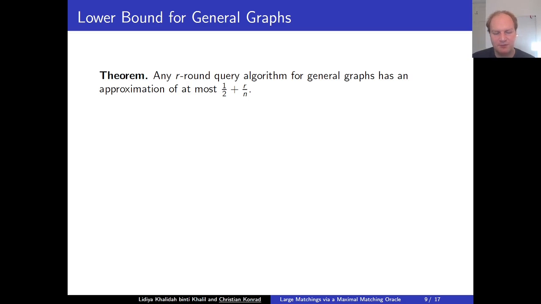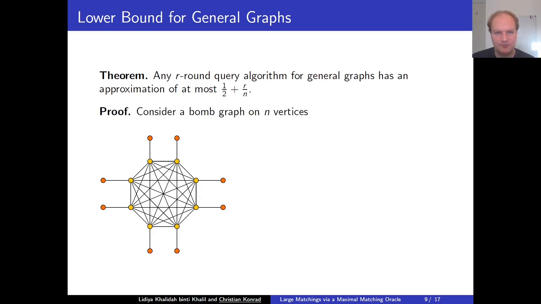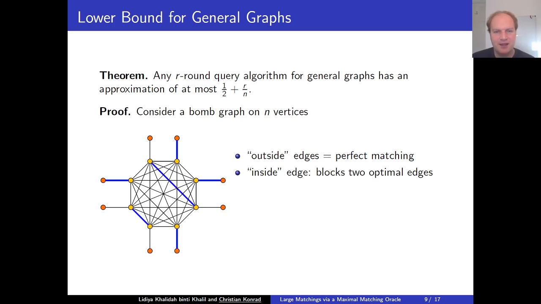Now, the graph that we use to see this result is a bomb graph on n vertices. Such a graph consists of a clique on n over 2 vertices, so the inside constitutes a clique, and then these n over 2 vertices are connected to the outside vertices. There are also n over 2 of them, and they're connected via a perfect matching. Now, the outside edges form a perfect matching, so these are the good edges that we would ideally like to have. The inside edges are really not very good because each inside edge blocks two optimal outside edges. So for every inside edge we take into the matching, we cannot take two of the good outside edges here.